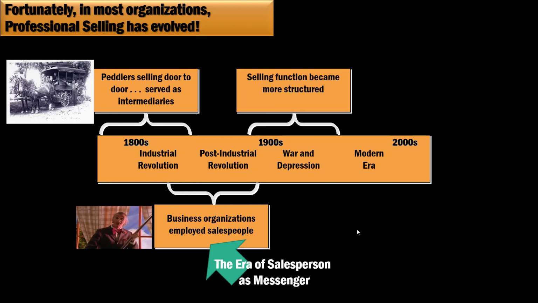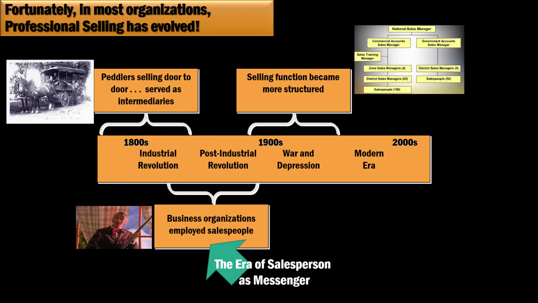The selling function became much more structured and much more organized. The economics that I showed you earlier became much more prominent to businesses. They started understanding how important the sales function was. They started seeing the returns on the investment they got from structuring and organizing and putting dollars into sales.